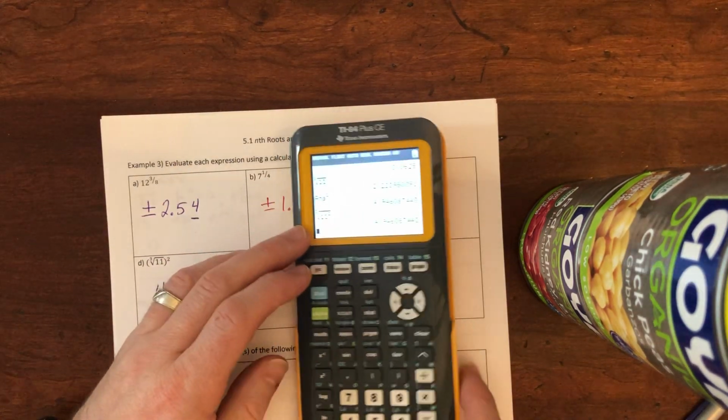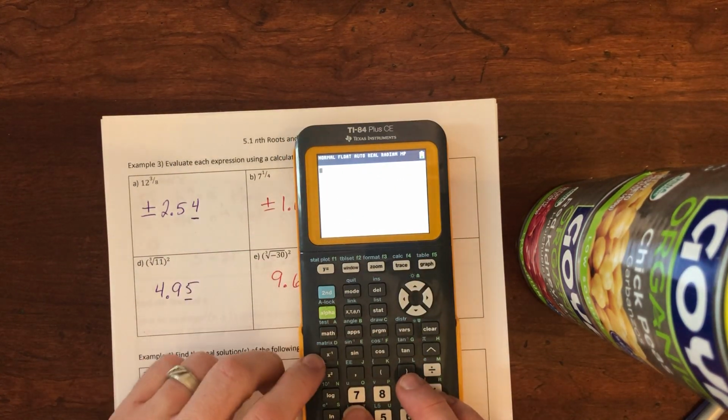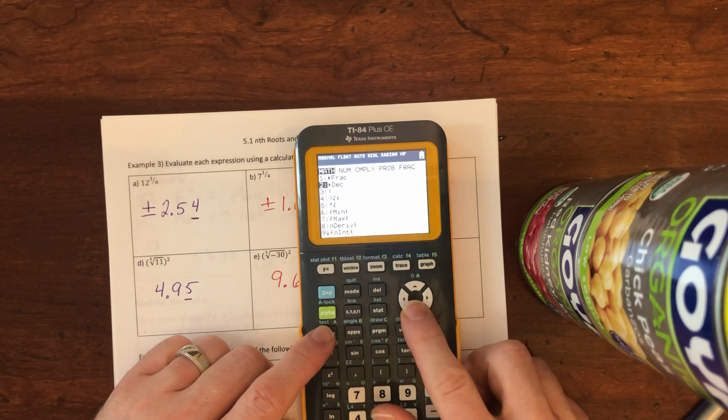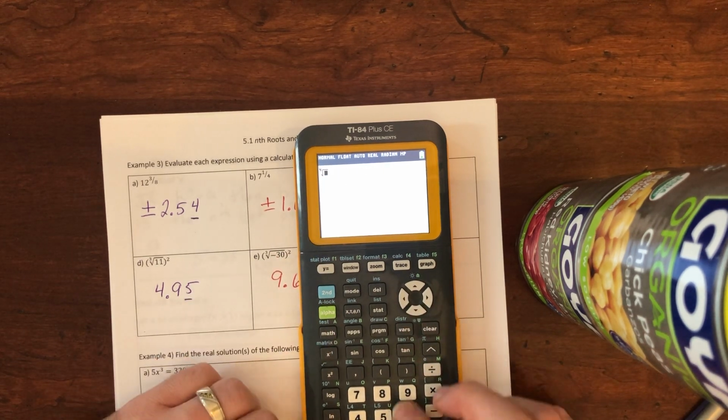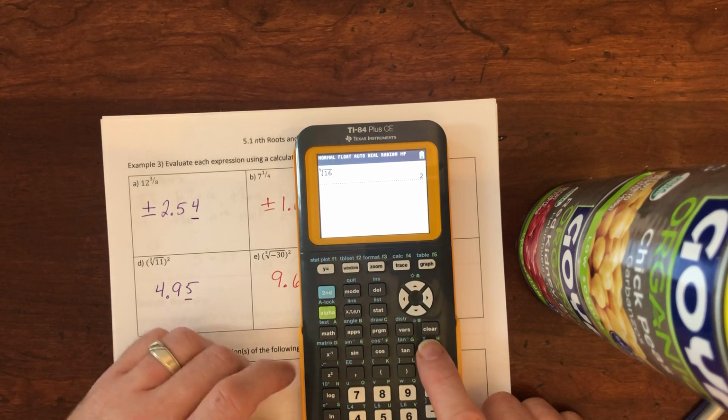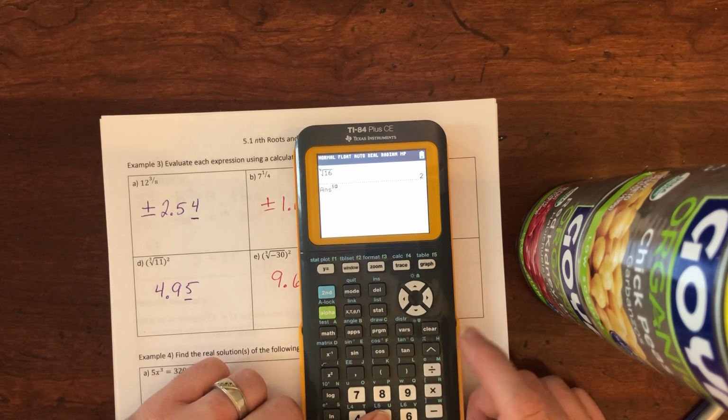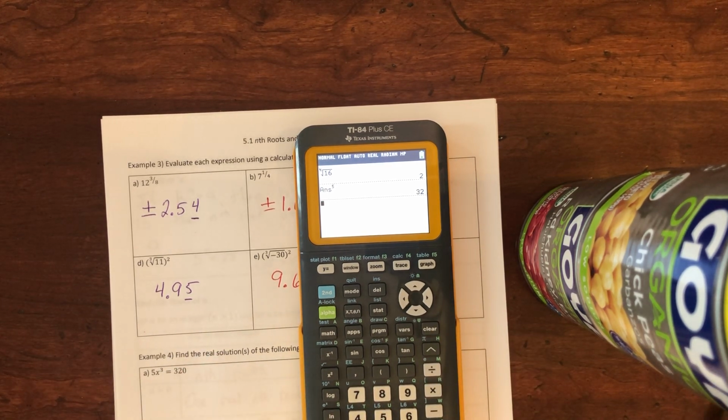We're doing the same thing just to show you. We want the 4th root, so we do 4, math, go down to the x root of 16, and then we want to hit the caret and raise that to the 5th power, so it'll be 32. Notice your calculator doesn't give you plus or minus. That's something that we need to know, okay?